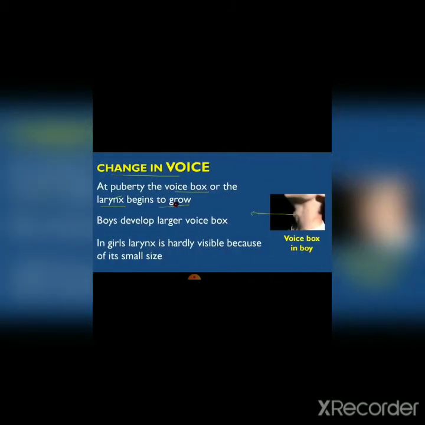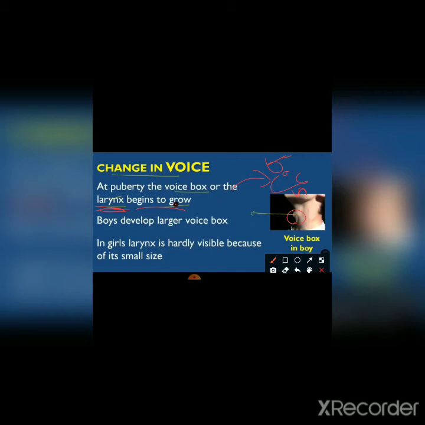Changes in voice, again one important topic. So at puberty the voice box or the larynx, what is the mean by voice box? As you are able to see this part is called voice box, right? So voice box का दूसरा नाम है larynx. And larynx begin to also grow in teenager. At the puberty time larynx also grow and that change is seen in only boys. Fine. In girls it take place also but it looks in boys throat.